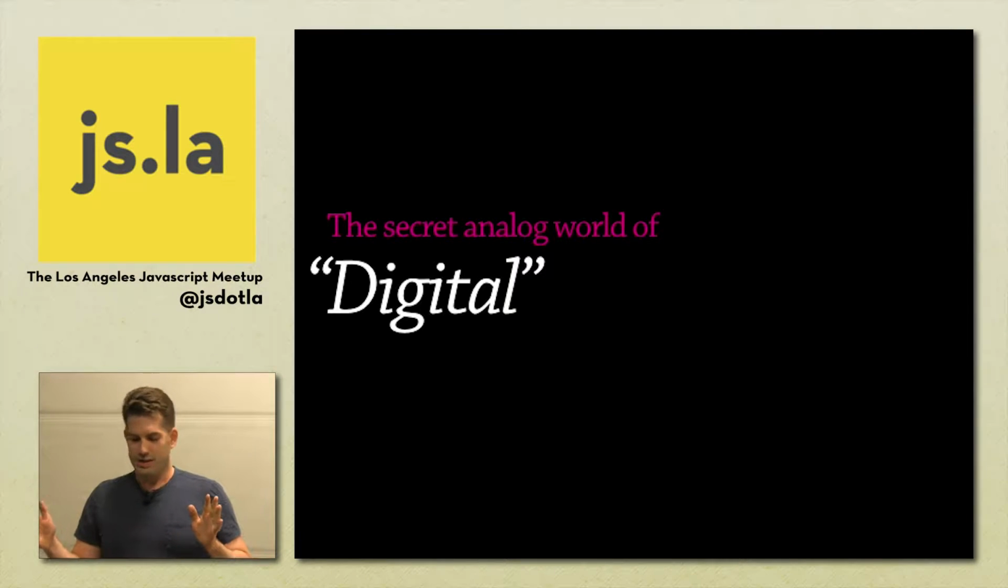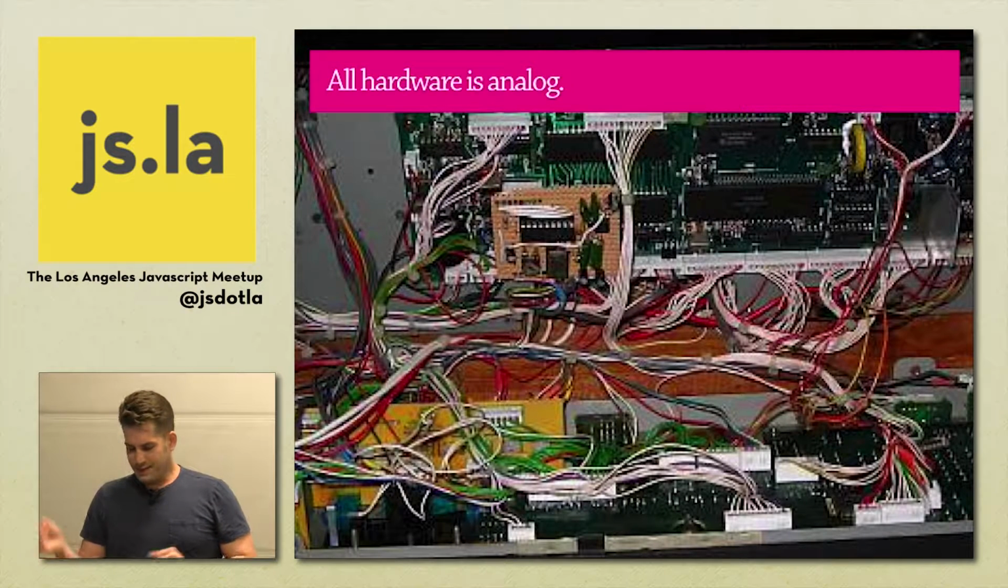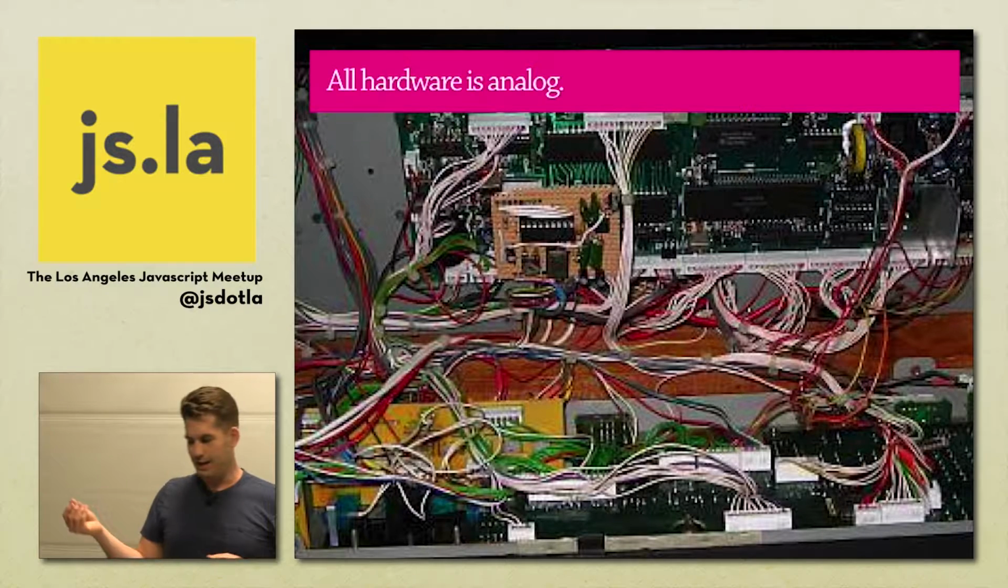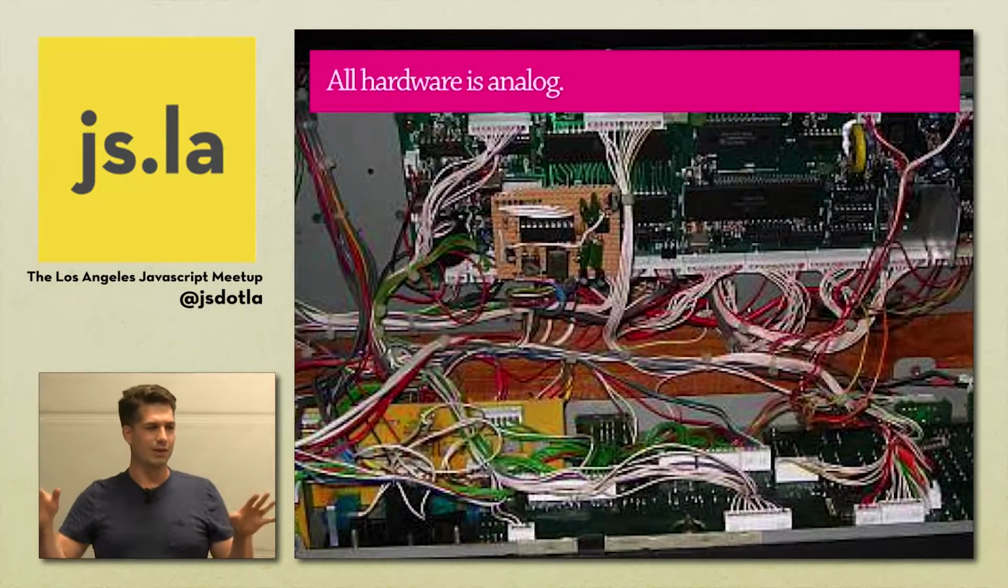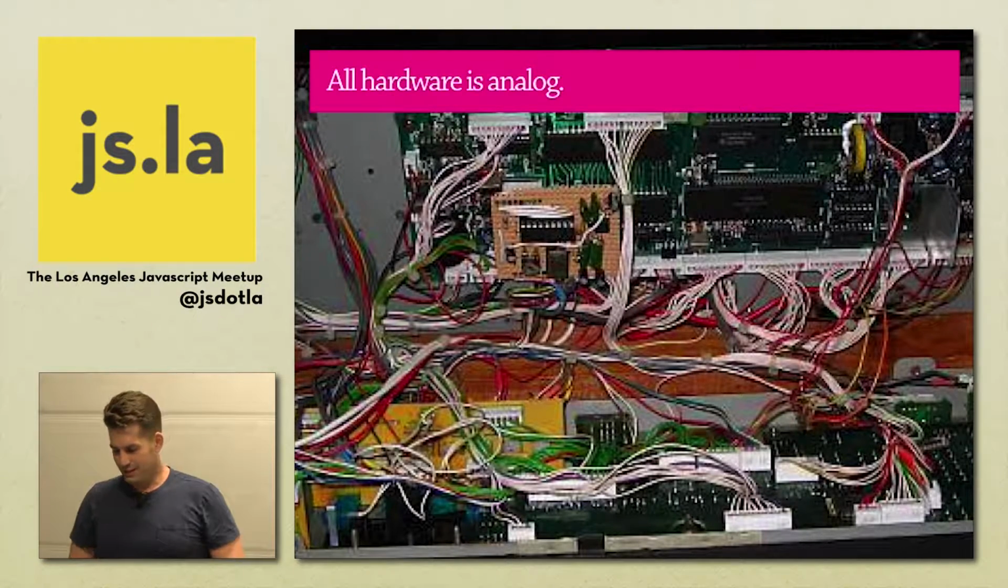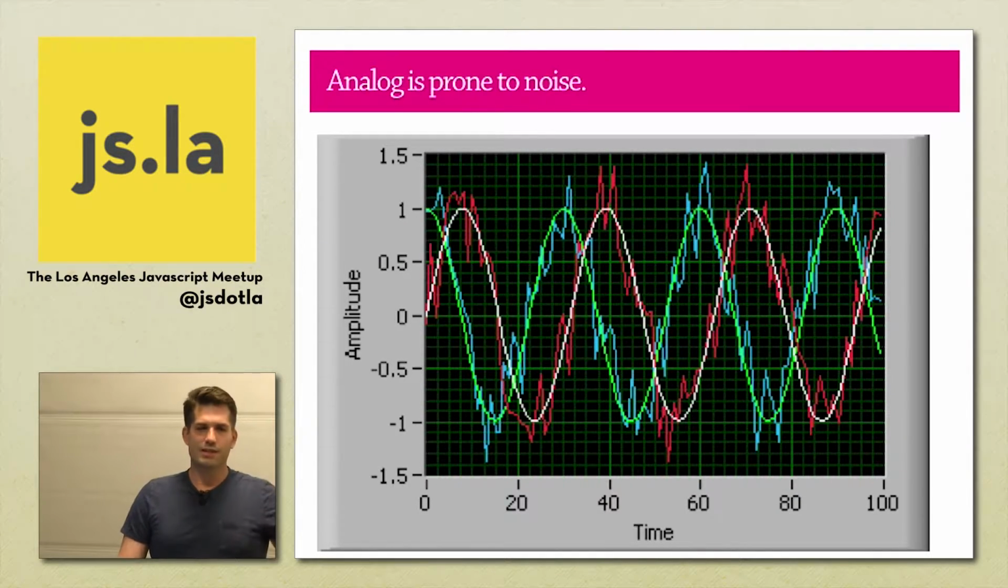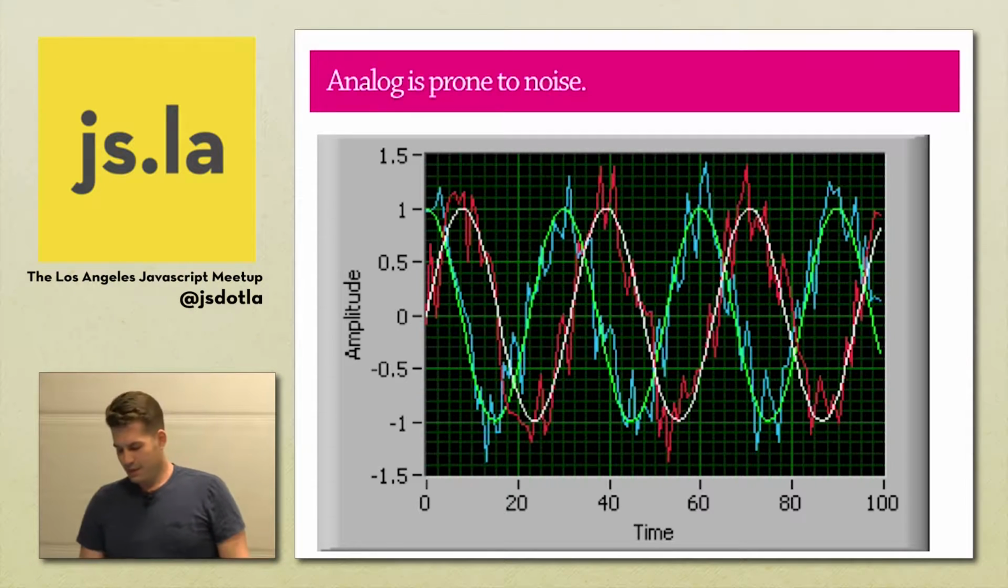So the first thing I want to talk to you about is the secret world of analog within the world of the digital. This is what the inside of a computer looks like. It's a bunch of wires and things made out of materials that you can pick up and touch. There is actually no magical world that looks like a green diver jumping into a green swimming pool. It's all analog. It's just electrons flowing through these circuits, and analog is all prone to noise. It's the crazy natural world of physics and particles bumping into each other.